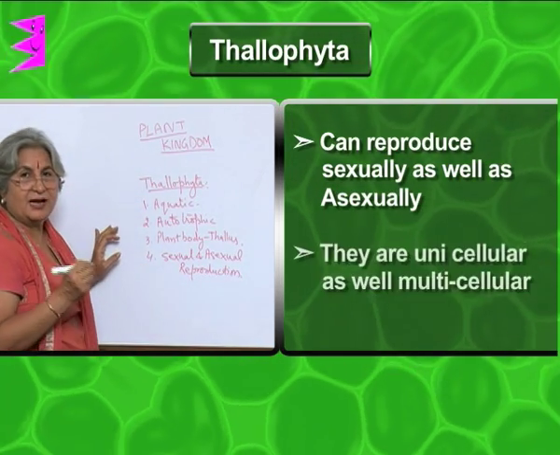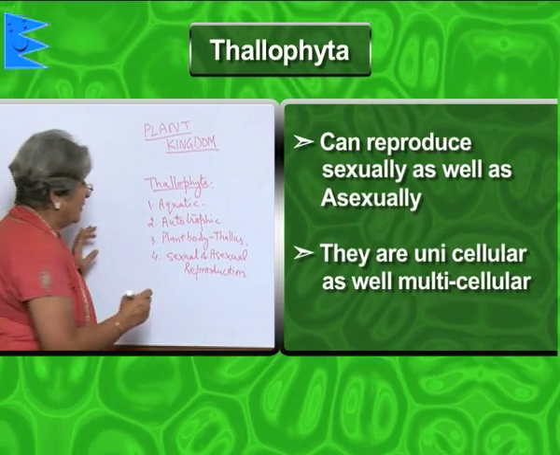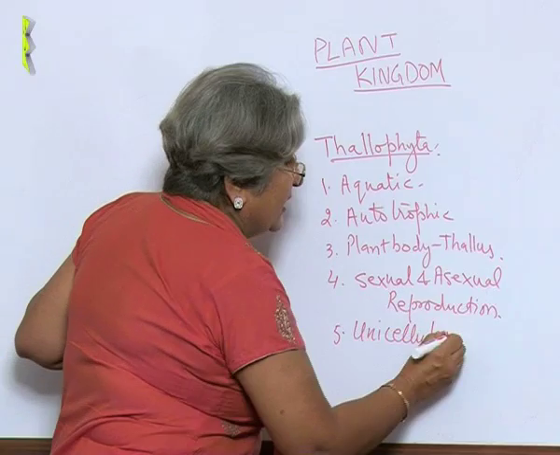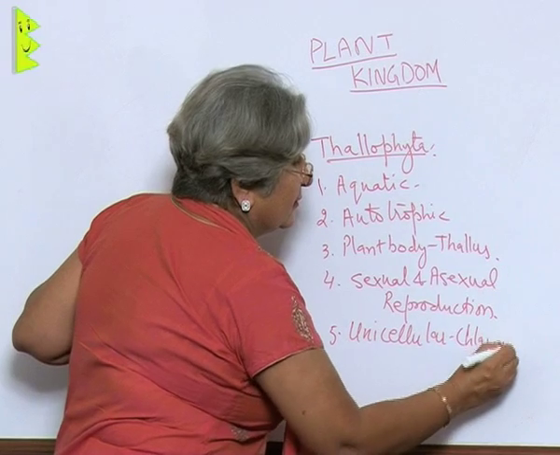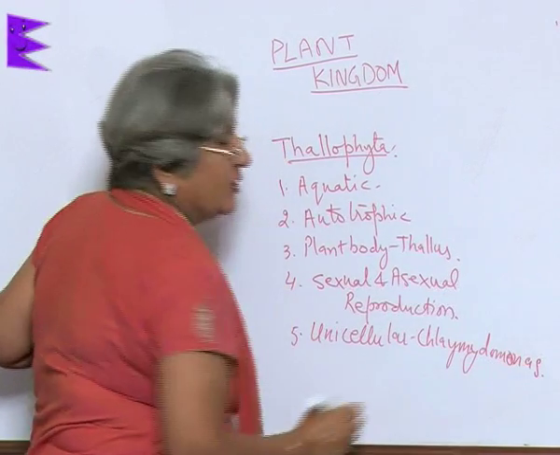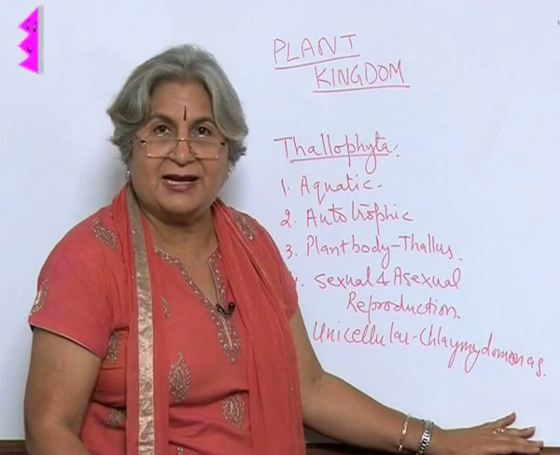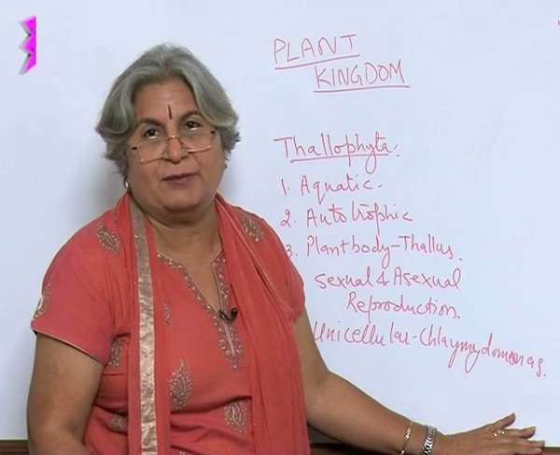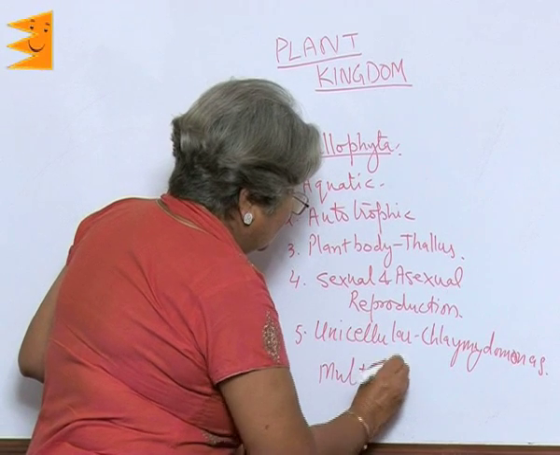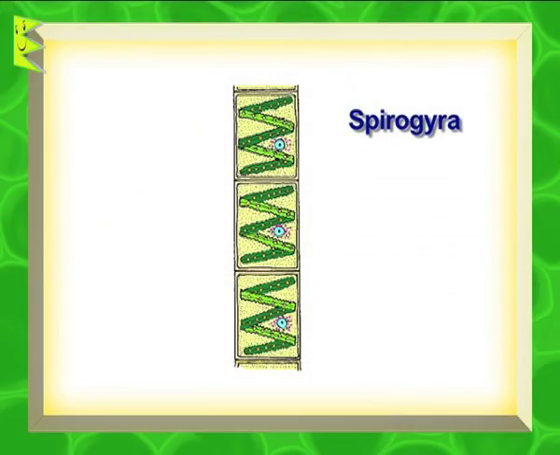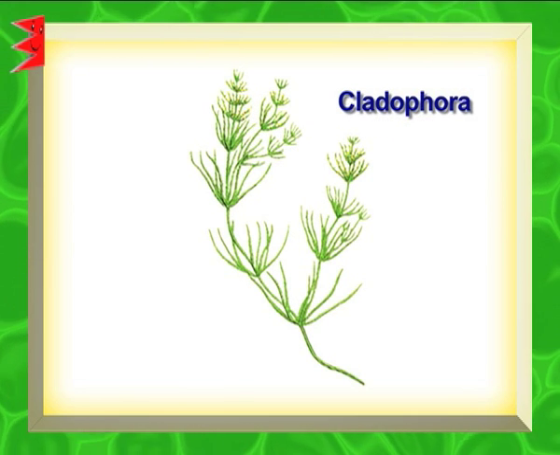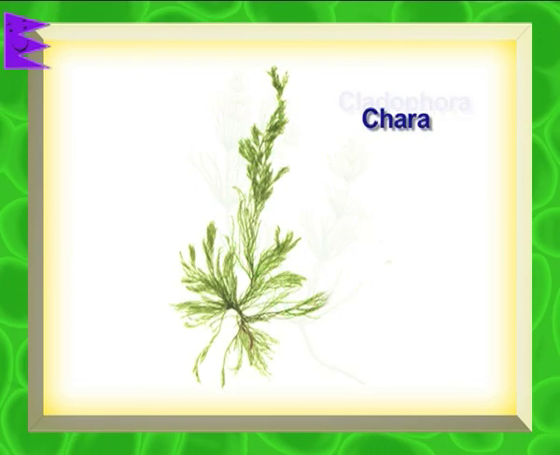Just like fungi, there are unicellular algae as well as multicellular algae. Unicellular is Chlamydomonas. Chlamydomonas is unique because unlike other plants it can move, and it moves with the help of flagellum. And multicellular is Spirogyra, Cladophora or Chara.